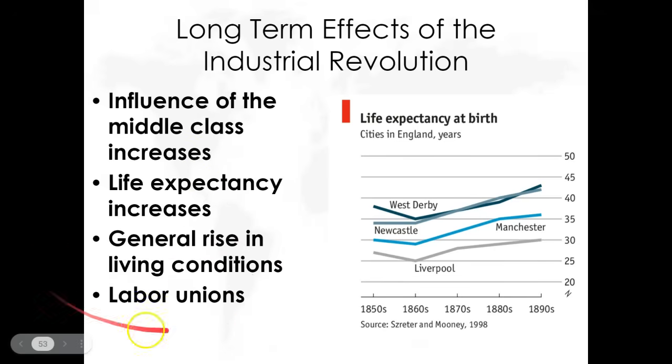This doesn't come up too often on the Regents, but every so often it does get referenced. So the Industrial Revolution showed that the factory owners, the bourgeoisie, will try to make as much money as humanly possible off of other people.